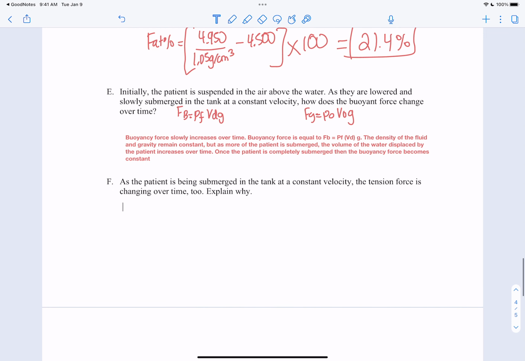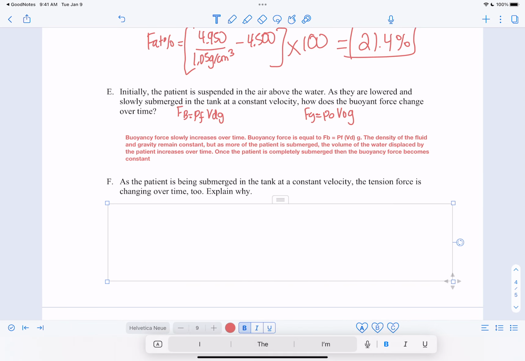Cool. Part F: as the patient is being submerged in the tank at a constant velocity, tension force is changing over time too. Explain why. I actually gave the answer to this earlier when I was talking with Matthew. As the patient is submerged, the buoyancy force is increasing because the volume displaced is increasing, as we said in part E. But gravity is constant because of the patient's weight. As we increase buoyancy, tension is there too.